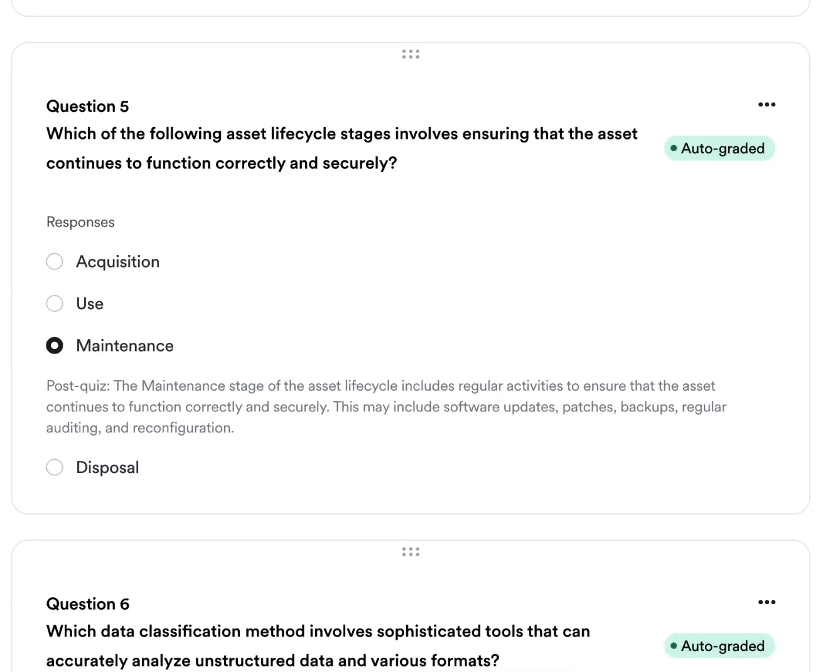Question 5, which of the following asset lifecycle stages involves ensuring that the assets continue to function correctly and securely? A, acquisition. B, use. C, maintenance. Or D, disposal.